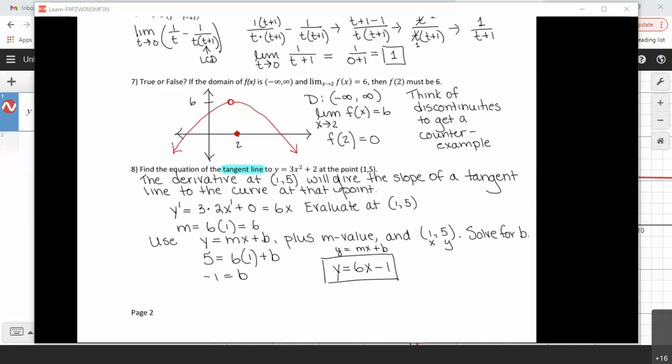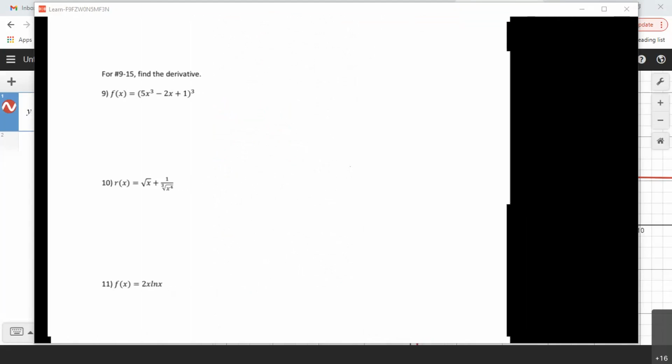The next bunch of questions, 9 through 15, I'm going to try to get through 15, and maybe we can do one more if we have time. The next batch of questions all involve using the rules for taking a derivative. These are on your cheat sheet, or feel free to make your own cheat sheet.